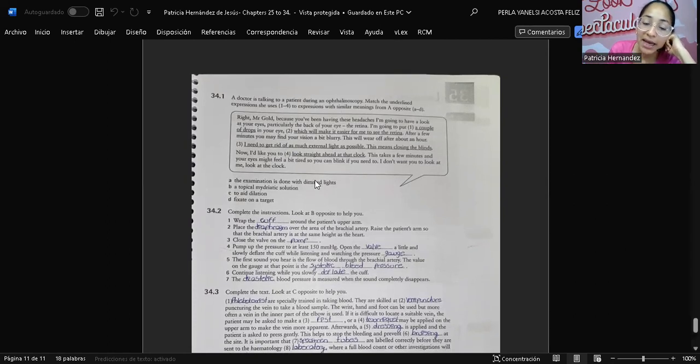Okay, number 3. I need to get rid of as much external light as possible. This means closing the blinds. Now I would like you to look straight ahead at that clock. This takes a few minutes and your eyes might feel a bit tired, so you can blink if you need to. I don't want you to look at me. Look at the clock. Okay.